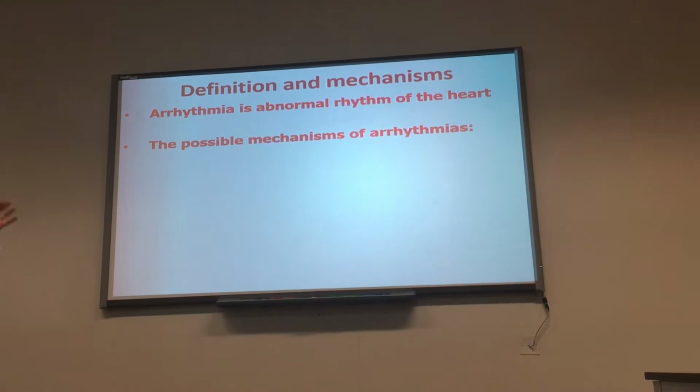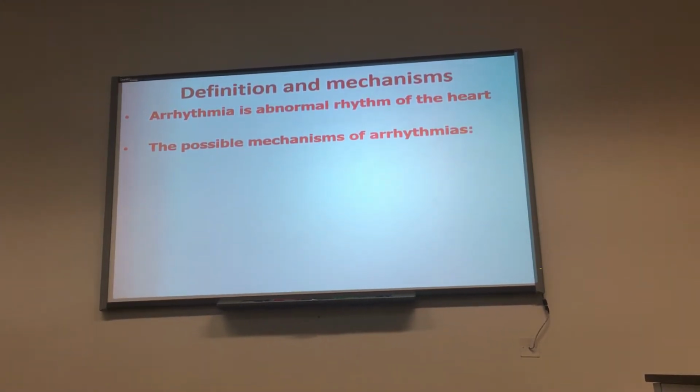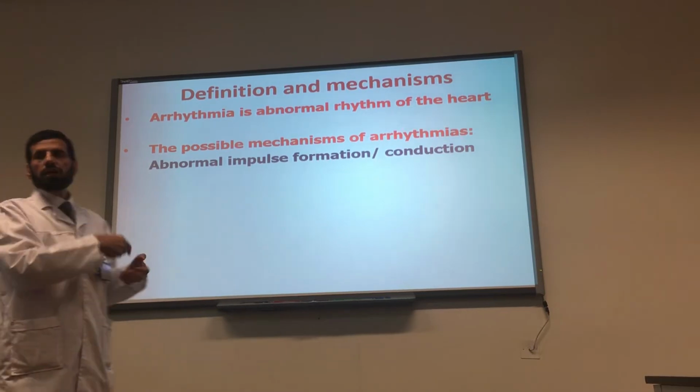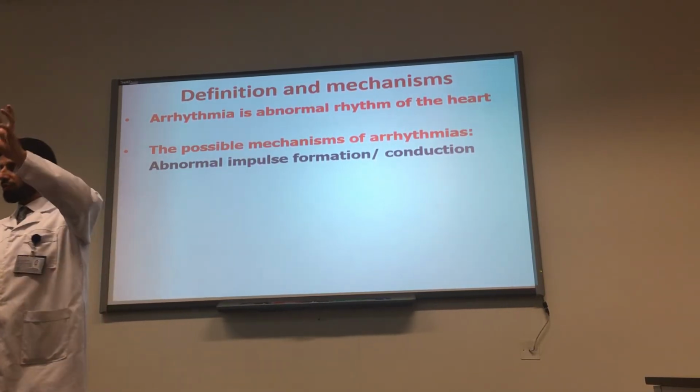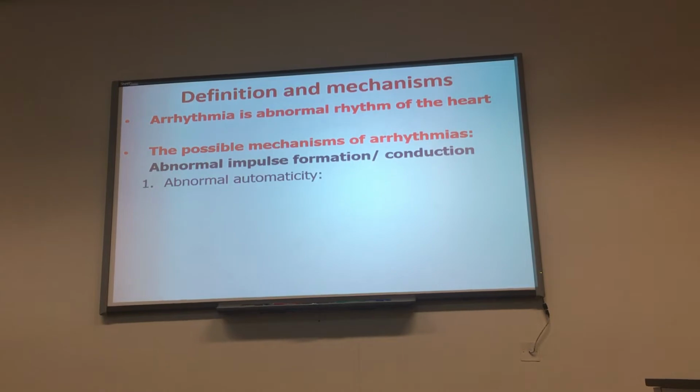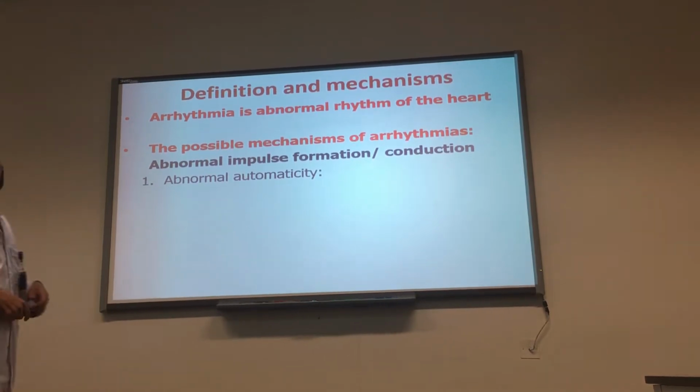Okay. The possible mechanisms of arrhythmia: remember, the sinus node starts to fire, then the impulse spreads. So we have to have two things for the impulse. Number one is impulse formation, and then impulse conduction. The impulse has to be formed and then conducted. Problems in impulse formation or conduction produce arrhythmia. We'll discuss it more in the clinical lecture, but briefly, abnormal automaticity can cause arrhythmia.